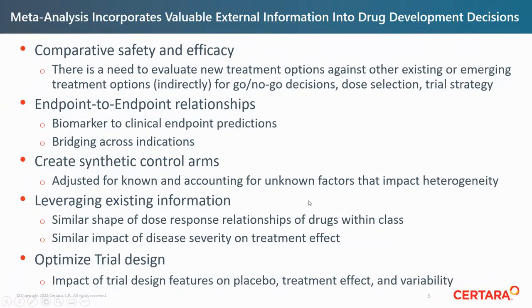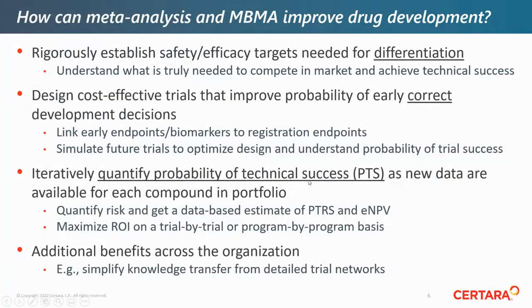And also we can optimize trial design, right? We can use these models to then simulate future trials and understand what is the trial design that gives us the best chance at making a correct decision or the best chance of success. So more specifically, how can meta-analysis and MBMA improve drug development?